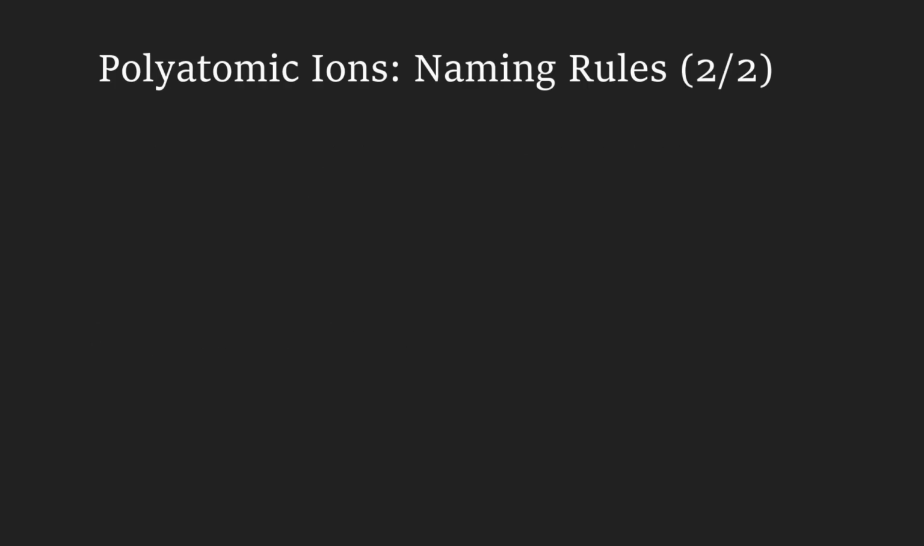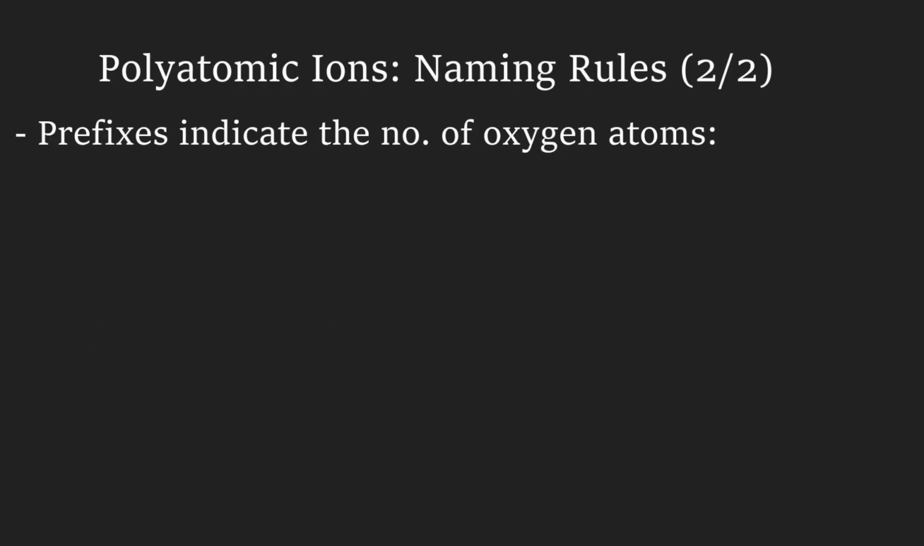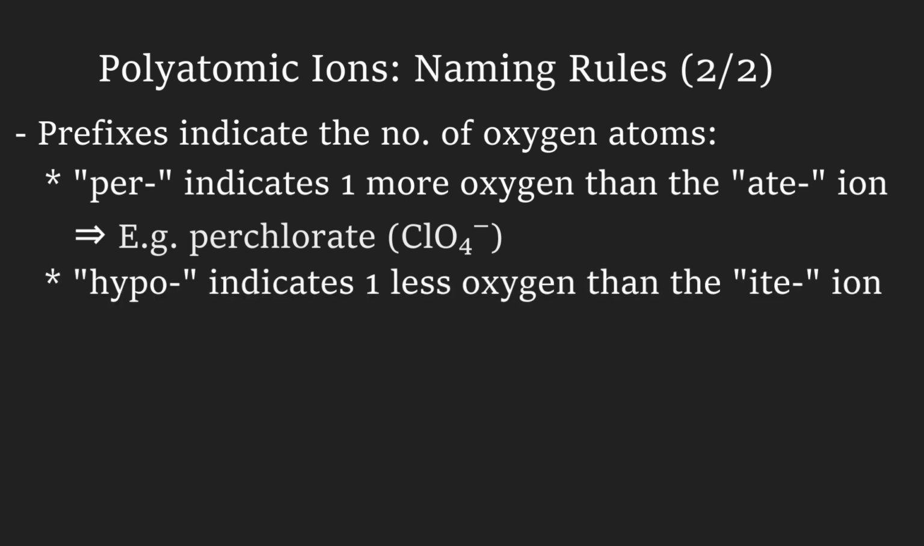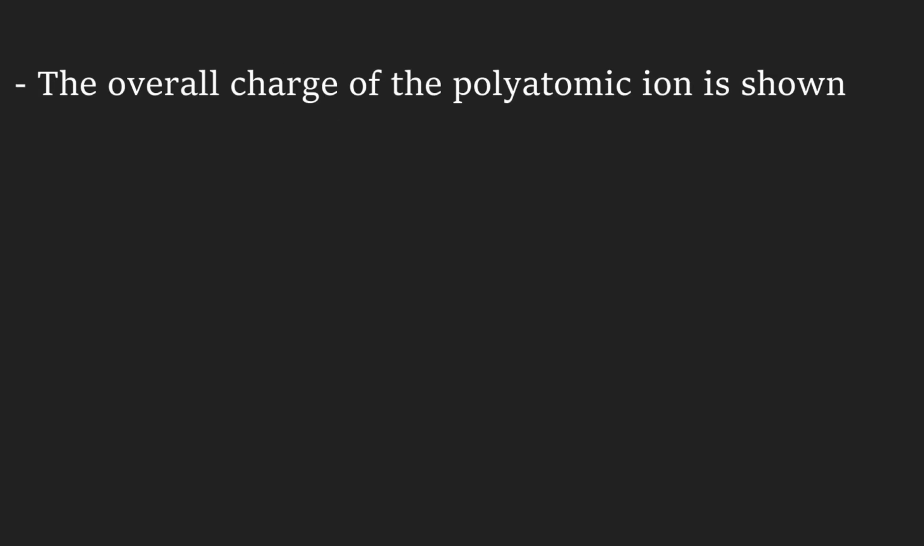Some polyatomic ions use prefixes to indicate the number of oxygen atoms present. For example, the prefix per indicates one more oxygen atom than the ate ion. For example, perchlorate, ClO4-. On the other hand, the prefix hypo indicates one less oxygen than the ite ion. For example, hypochlorite, ClO-.